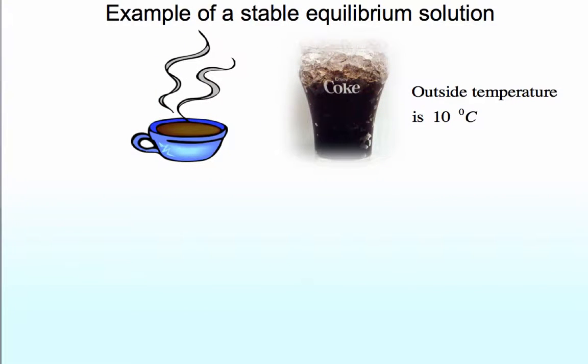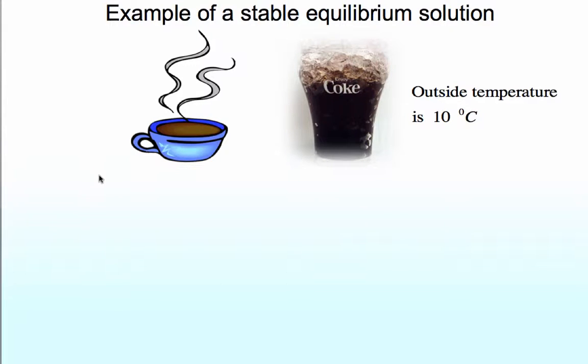Here's an example of a stable equilibrium solution. This is something that we are all very familiar with. There's something hot, a cup of coffee, and there's something cold. This hot object will cool down, this cold object will warm up, and if the outside temperature is, let's say, 10 degrees centigrade, then both of these will ultimately come to the same temperature, to 10 degrees centigrade.